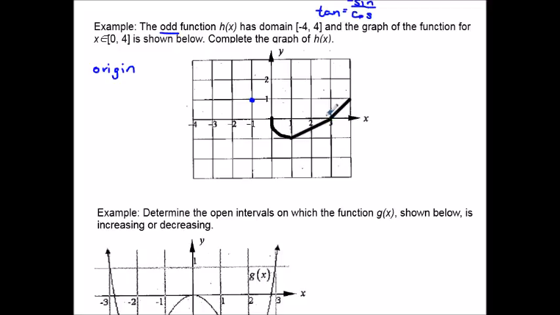To get the next point here, I went right 1, 2, 3. So I'm going to go left 1, 2, 3. For the last point, I went up 1 and over 4, right 4. So I'm going to go down 1 and left 4. And then I'm going to connect the dots.